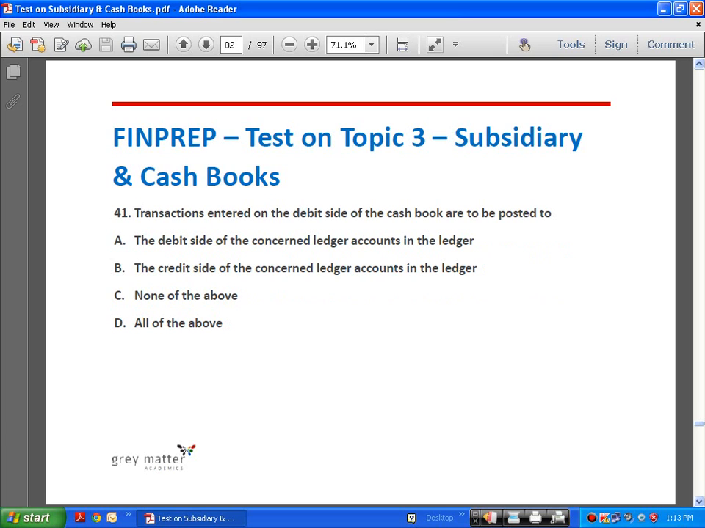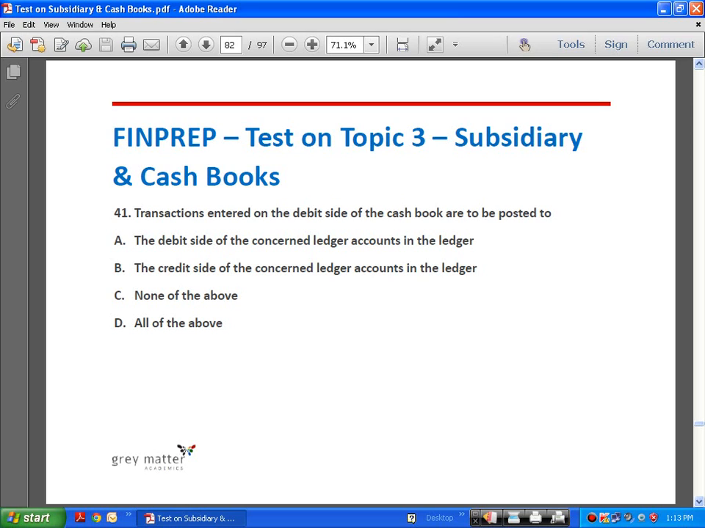41. Transactions entered on the debit side of the cash book are to be posted to the credit side, because that's the double entry system, right? When you debit an account, there has to be a credit of an equal amount to another account. So suppose I collect cash from debtors, then the entry will be cash account debit to debtors. So I'll be posting this on the debit side of the cash book, and I'll be showing the cash collected from debtors on the credit side of the debtors account.